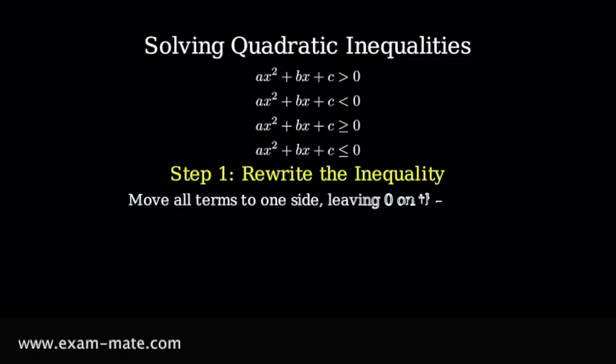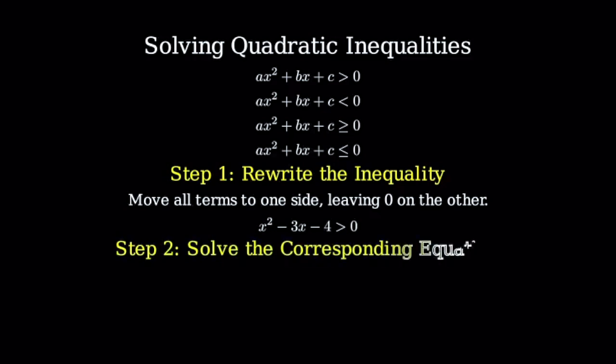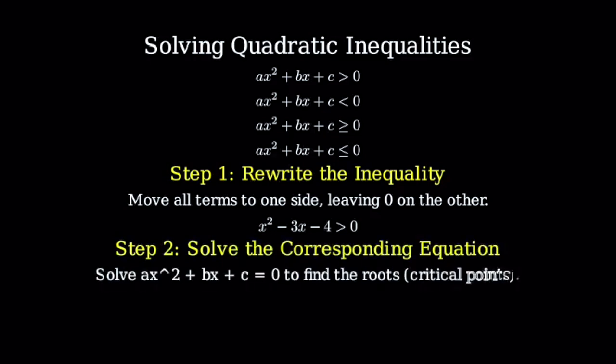Suppose we want to solve x² − 3x − 4 > 0. The first step is to make sure all terms are on one side of the inequality, with 0 on the other side. Our example is already in this form. Step 2 is to solve the corresponding quadratic equation. That is, we replace the inequality sign with an equals sign and solve for x. So, we solve x² − 3x − 4 = 0.